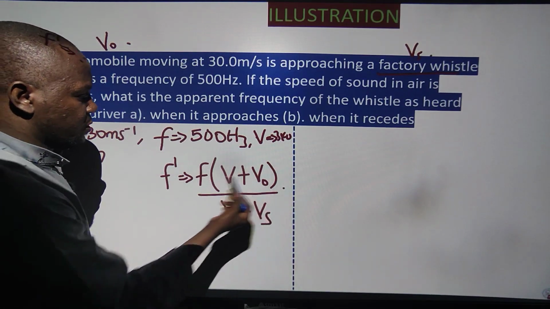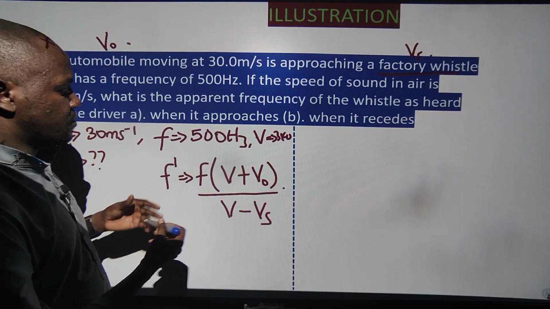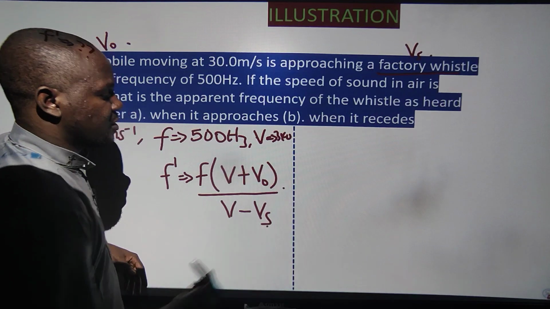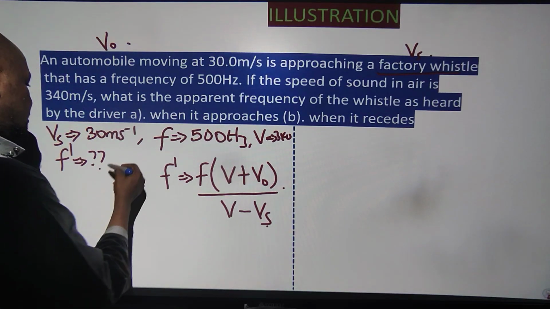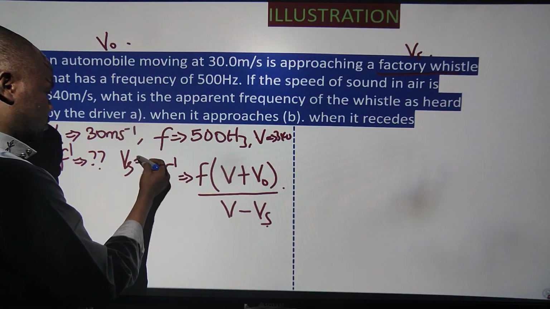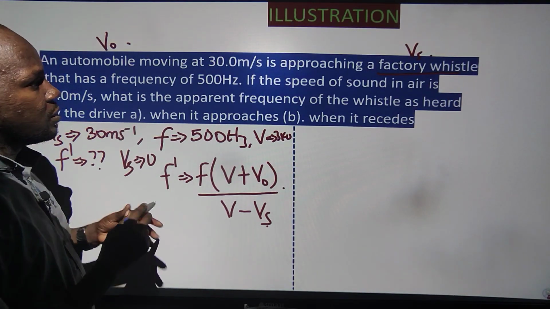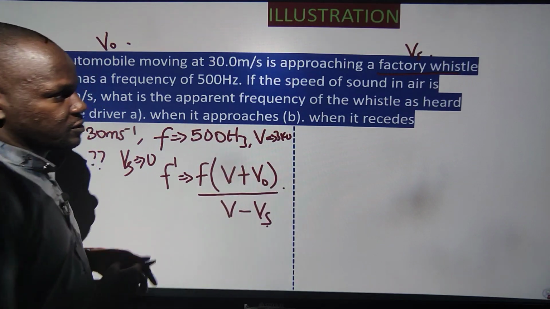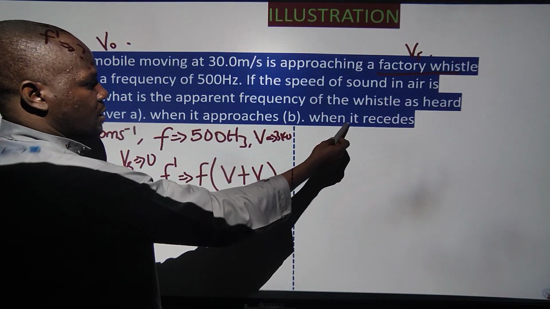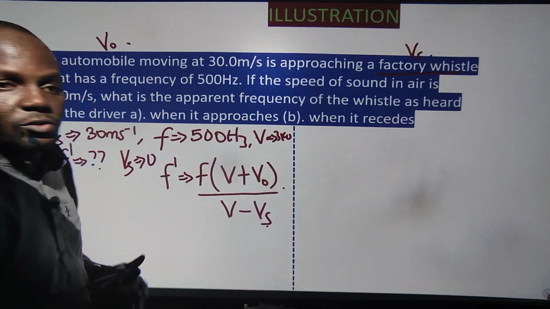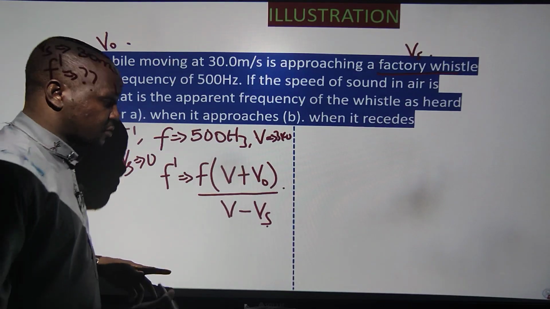When the observer moves towards the source, this will be positive, no doubt. That means the source is stationary, so the velocity of the source is equal to 0. Please be careful about that. Observer moving towards the factory is positive. When it is receding, the formula will change to negative. So now we can just do that.